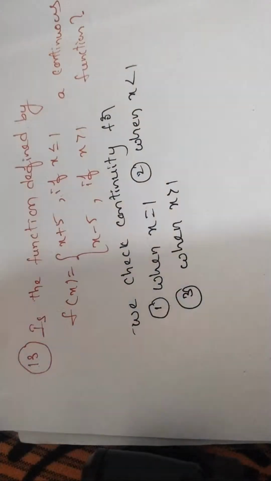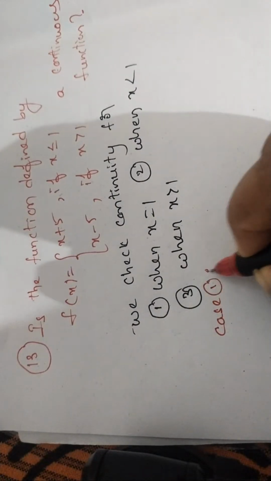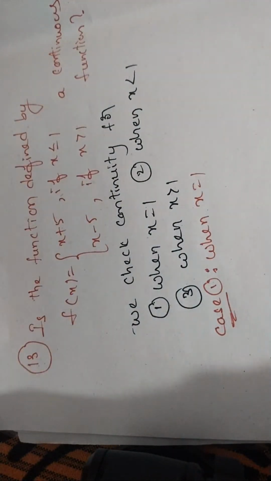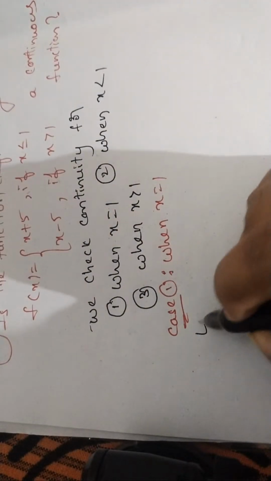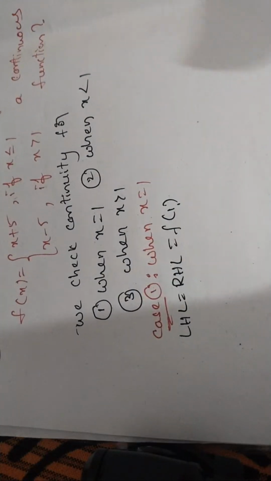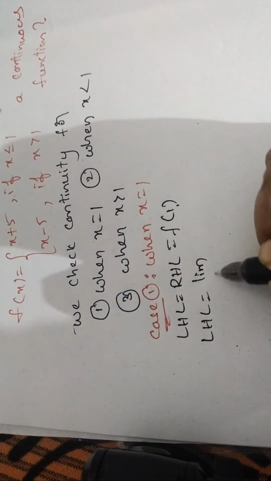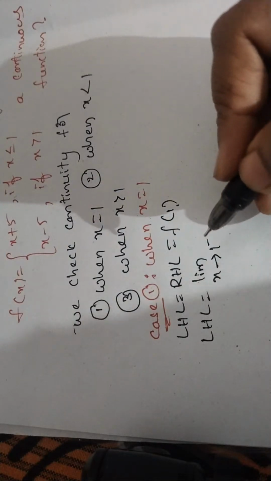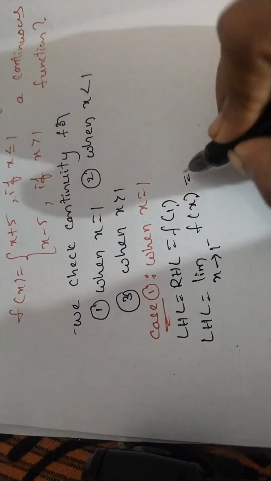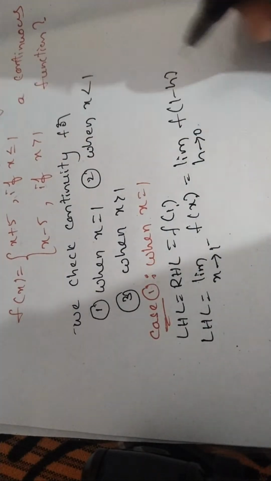Now we will start the first case. Case 1 is when x is equals to 1. So when x is equals to 1, how can we write this? LHL is equals to RHL is equals to f of 1. Now, how do we write the LHL? LHL is equals to limit x tends to 1 minus, left hand value, of f of x. I will start from 0, then limit h tends to 0, f of 1 minus h.